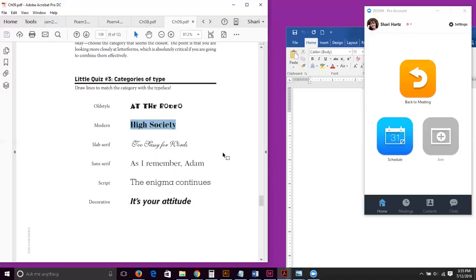Modern. Could be modern, I think could be slab. True. I think it might be a slab. How about this one? Script. Yeah. This one.